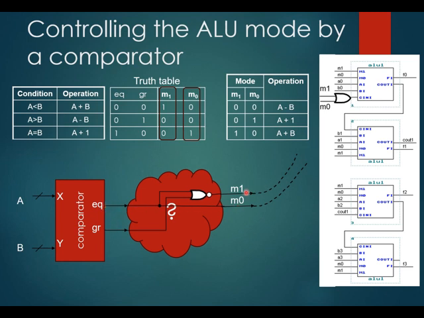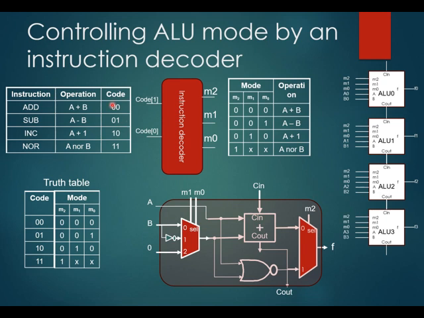Okay, so with this additional logic, we can control the ALU modes based on the result of the comparator. Another case is, let's say the ALU mode is controlled based on the instruction. Normally in such an application, you will be given the instruction code. Say for example, 00 represents add instruction, 01 represents sub, 10 represents increment, 11 represents NOR. So you're given the instruction code in this system, and normally you will also be given the information of the mode signals for each function of the ALU. 000, the ALU will perform addition, and so on.